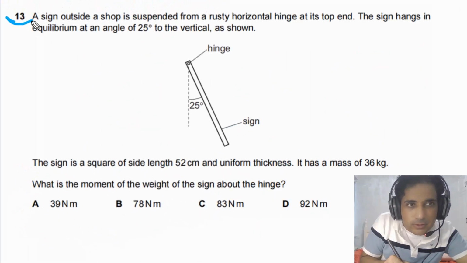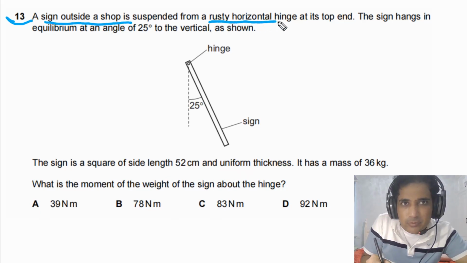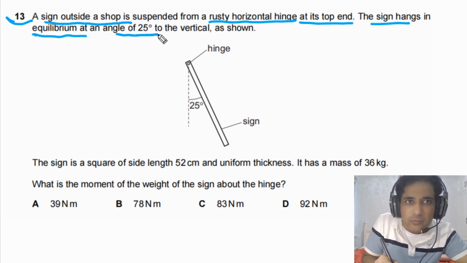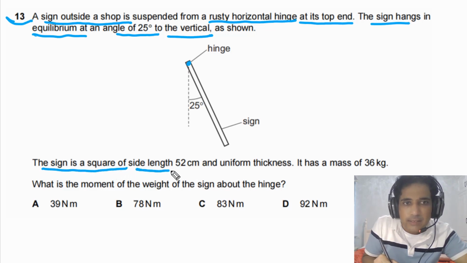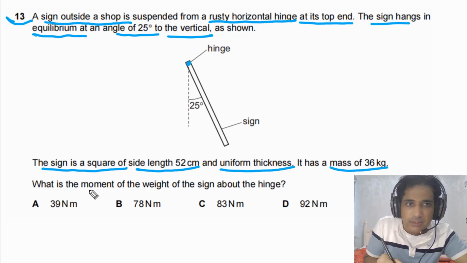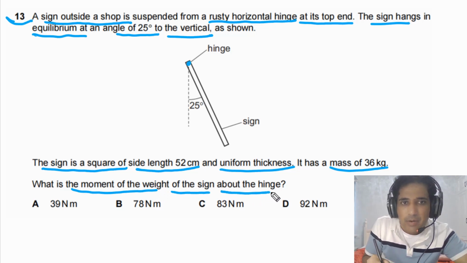For question number 13, it is given to us a sign outside a shop is suspended from a rusty horizontal hinge at its top end. The sign hangs in equilibrium at an angle of 25 degrees to the vertical, as shown in this figure. Hinge is located at this point. The sign is a square of side length equal to 52 centimeters and it has uniform thickness. It has a mass of 36 kgs. We need to find out what is the moment of the weight of the sign about the hinge.